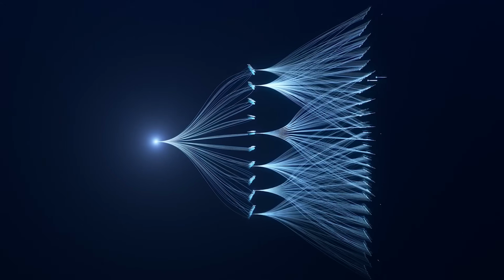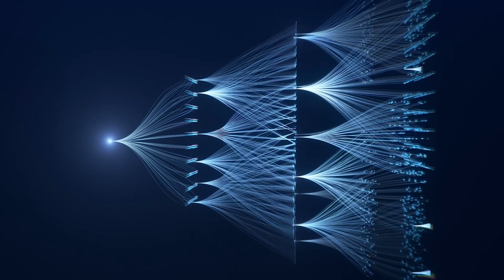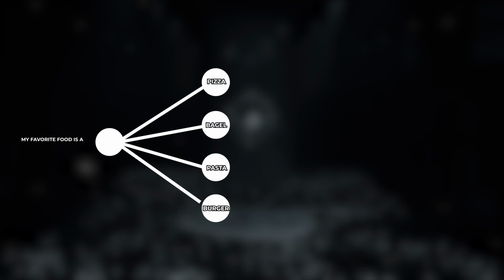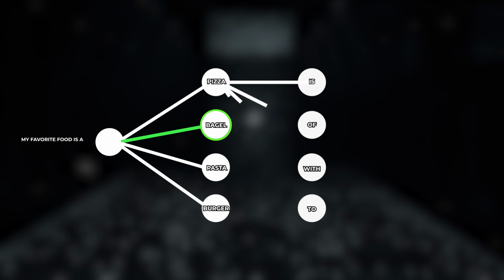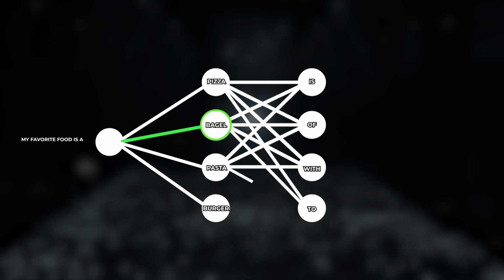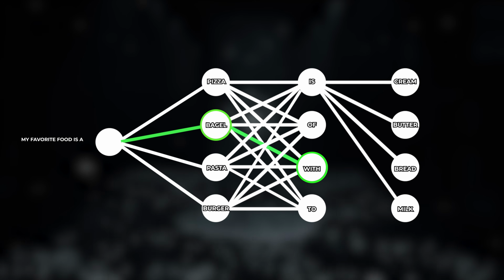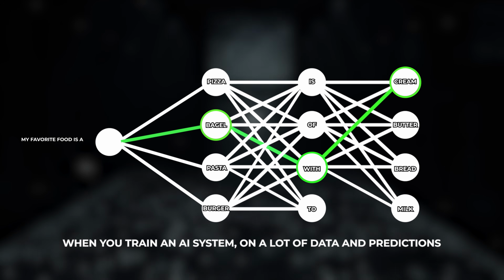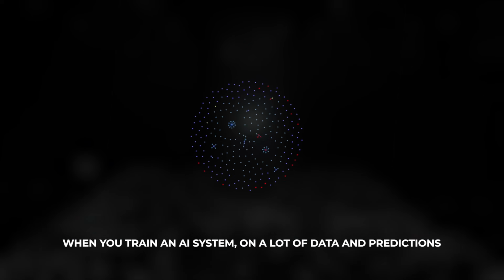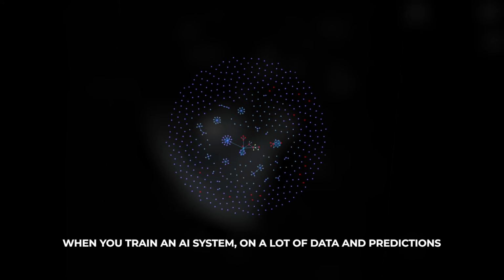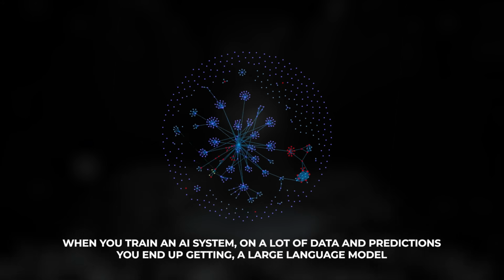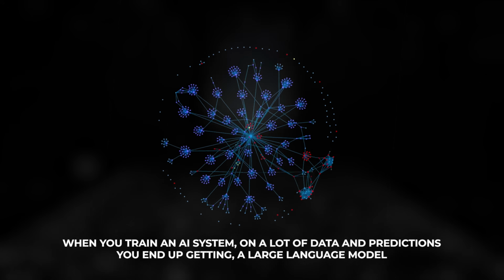A large language model learns to repeatedly predict the next word. For example, to get the sentence, my favorite food is a bagel with cream cheese, you have an input that is, my favorite food is a, and the predicted next word could be bagel. And that becomes your next input, which is, my favorite food is a bagel, and your predicted output is with, and so on and so forth. So when you train an AI system on a lot of data, like hundreds of billions of words and their predictions, you end up getting a large language model, like OpenAI's models that power ChatGPT.